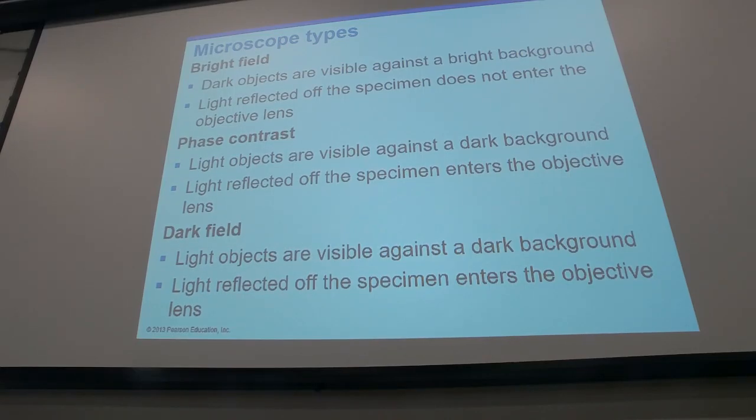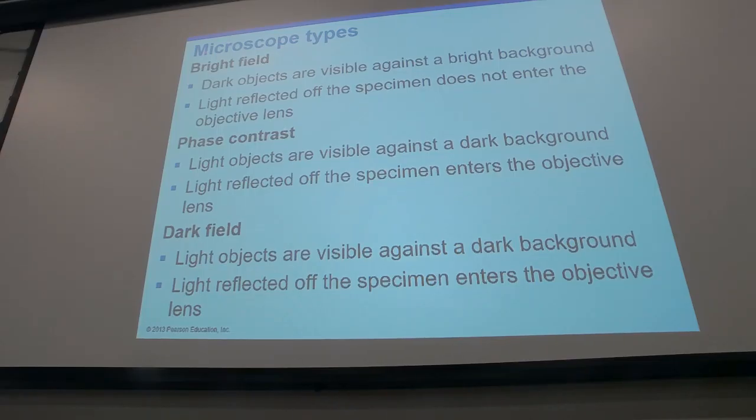Phase contrast is going to basically have the dark background, and then the object is going to look clear or transparent. And then the light reflected off the specimen enters the objective lens.